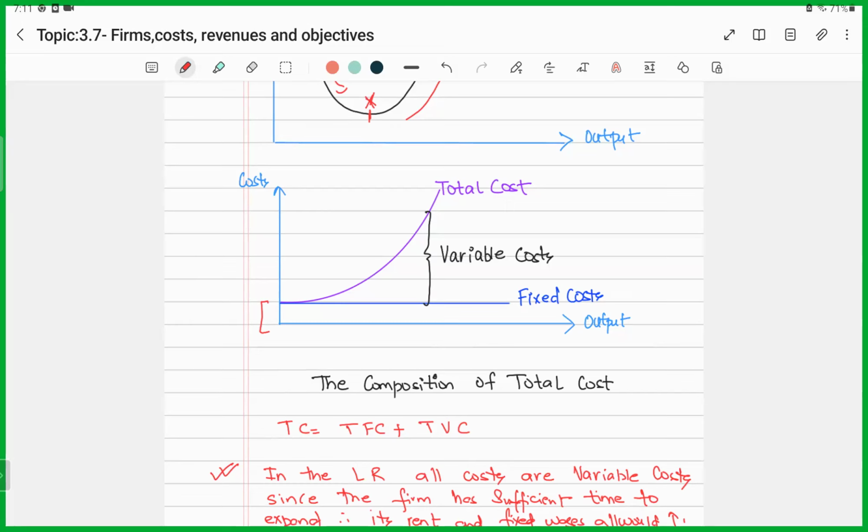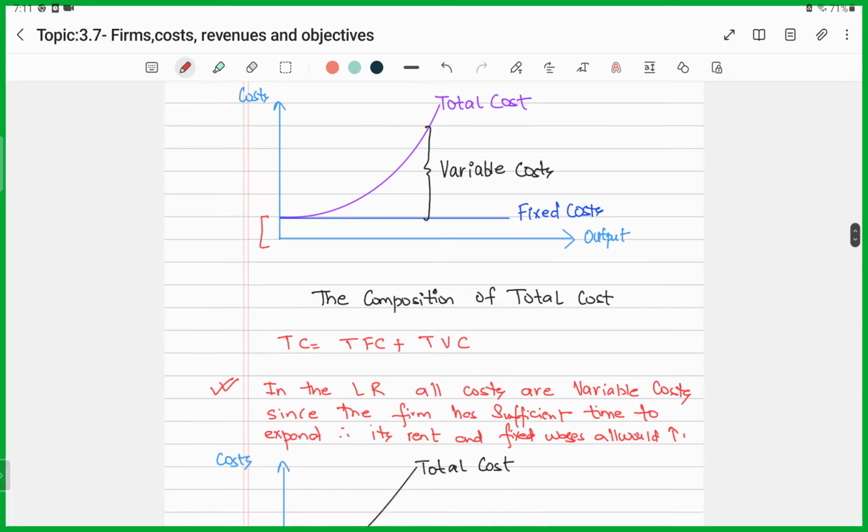So total cost by equation can be broken down into total fixed cost and total variable cost. And the point to be noted over here is that in the long run, all costs will be termed as variable cost. There will be no fixed cost. Why? Because the firm has sufficient time to expand its production level, expand its scale of operations. So its rent and wages all would increase. Hence, all costs would be variable.